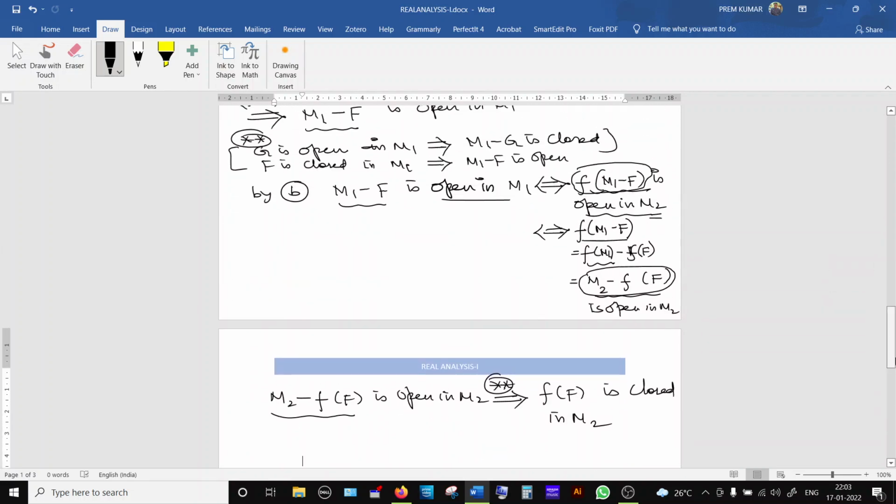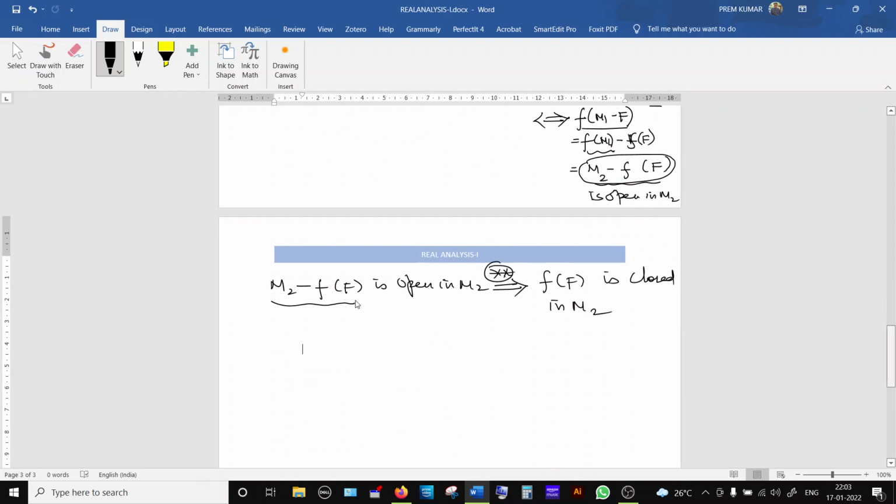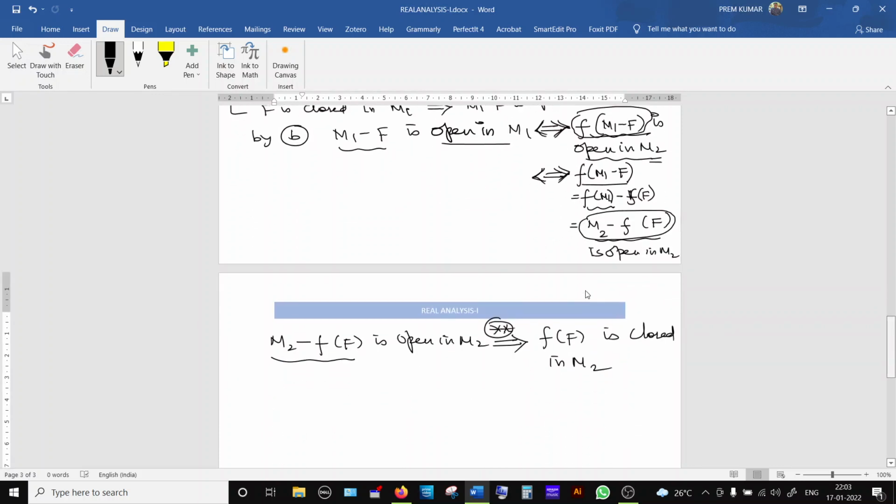See, first we assumed that in the beginning F is a closed set in M1. Finally we proved that the image of that one is also closed. So now we don't want to prove the sufficient part because everything here is double implies. The same thing if we come from the bottom, so this will prove the sufficient part.